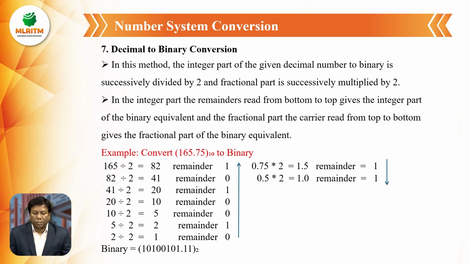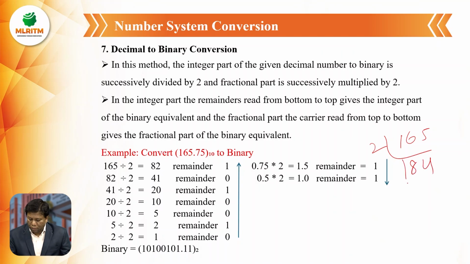Decimal to binary conversion. In this method, the integer part of the given decimal number is successively divided by 2 and the fractional part is successively multiplied by 2. Example, for the integer part, 165 divided by 2.